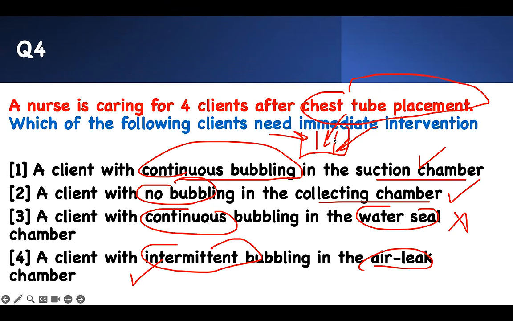Therefore, which one needs intervention? Number 3. If you need more help, I have a great chest tube video that will tell you everything that happened in this chamber. That is all you need to know for chest tube. Okay, so 3 is the right answer.